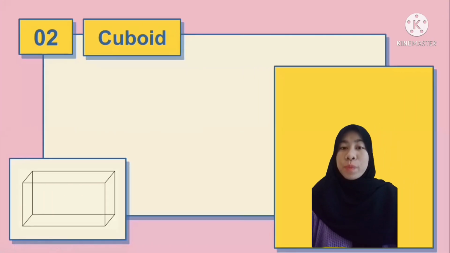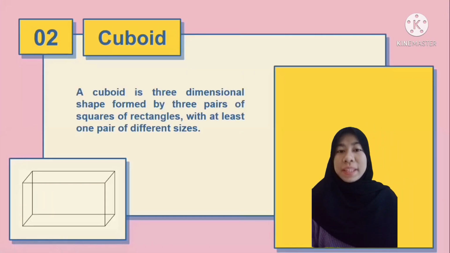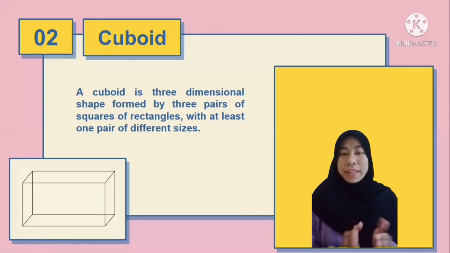Number 2. Cuboid. A cuboid is a three-dimensional shape formed by 3 pairs of squares or rectangles with at least one pair of different size.